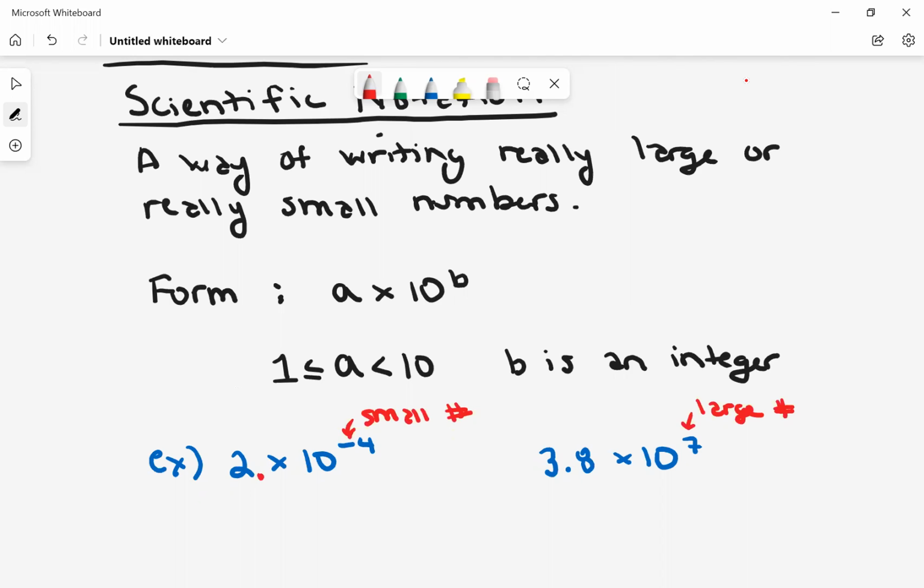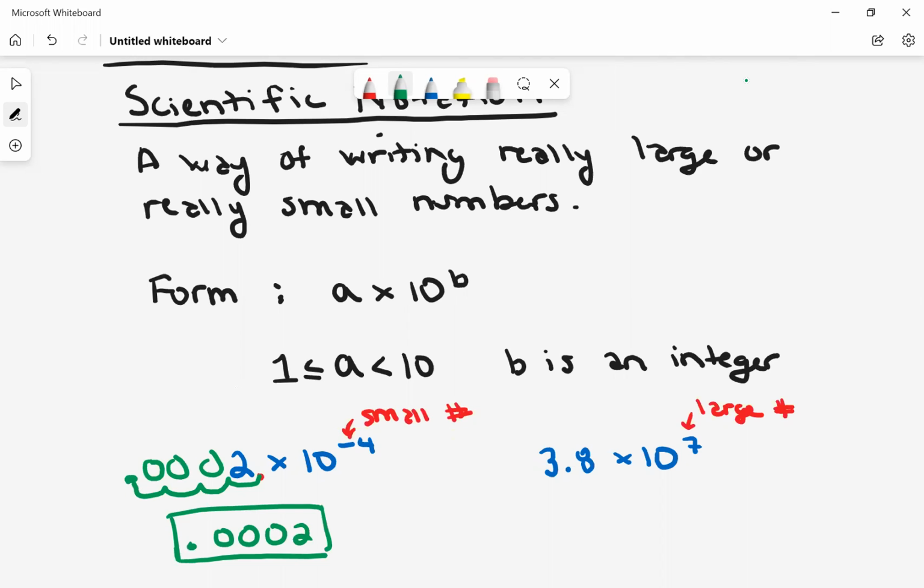So as a number, when you see 2 times 10 to the negative 4, that negative 4 indicates that I need to move the decimal 4 places to the left. So if I were to do that, that would be 1, 2, 3, 4, which means I need to add 1, 2, 3 zeros right there. So in standard notation, this would be 0.002.